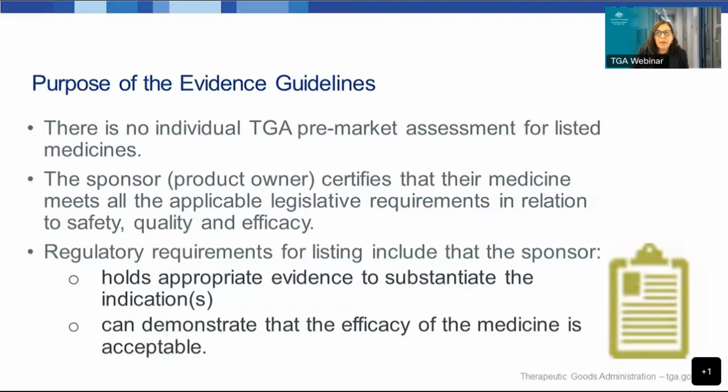Under the regulatory framework, listed medicines are not pre-market evaluated by the TGA for quality, safety, and efficacy. Instead, they are automatically included in the Australian Register of Therapeutic Goods based on a certification by the sponsor, who's the product owner, that their medicine meets all the applicable legislative requirements in relation to safety, quality, and efficacy. Regulatory requirements for listing include that the sponsor holds appropriate evidence to substantiate the indications and can demonstrate that the efficacy of the medicine is acceptable.